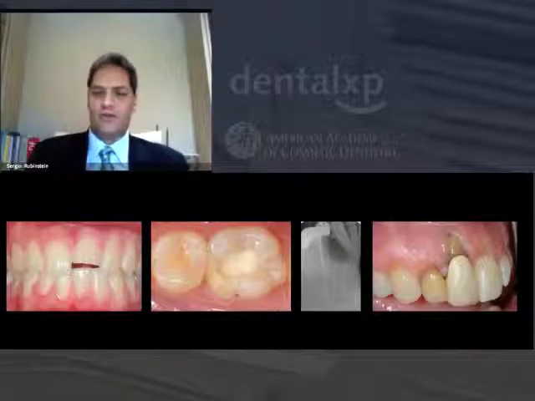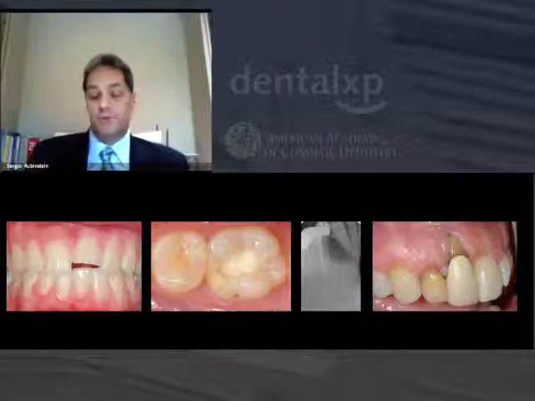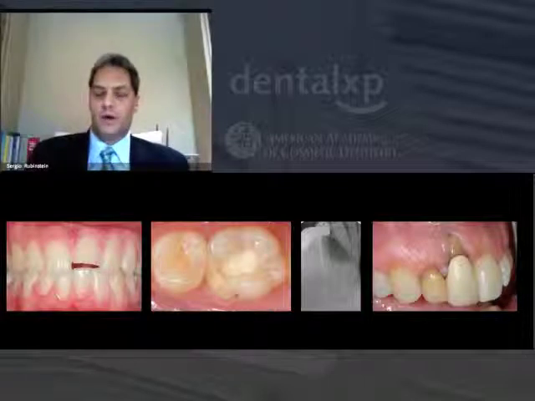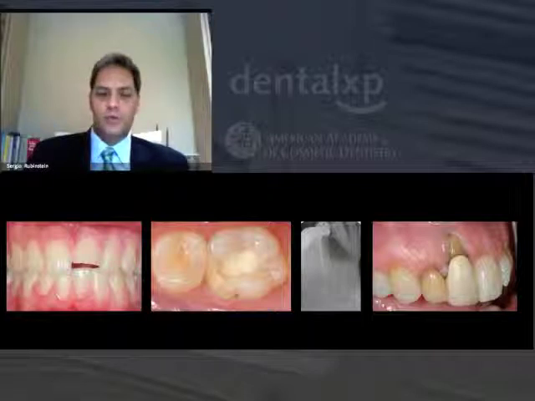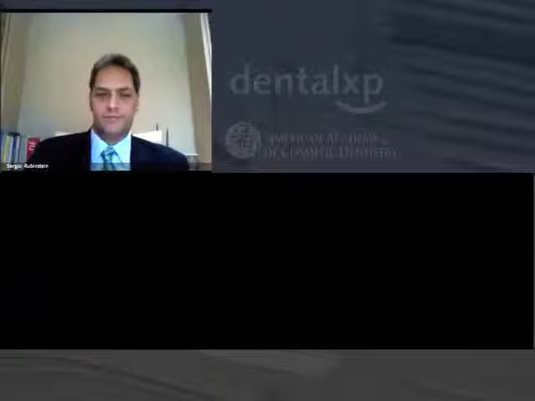And the case that's linked to the article, where this patient had lost the entire or most of the buccal plate on the upper central incisor. What are our treatment options? This is what we're going to cover in the lecture.